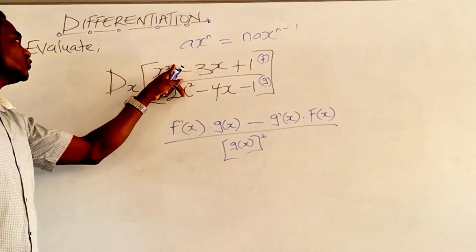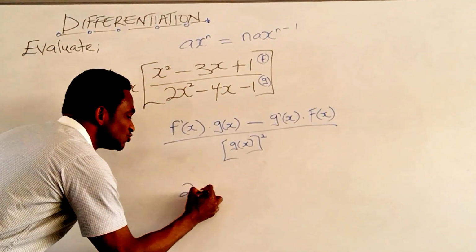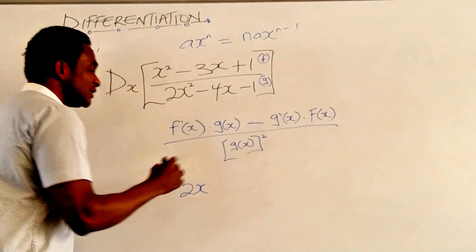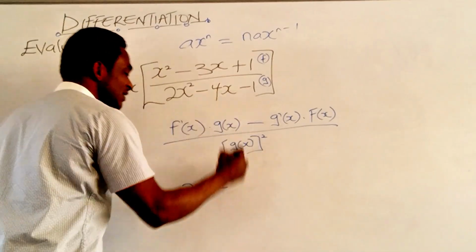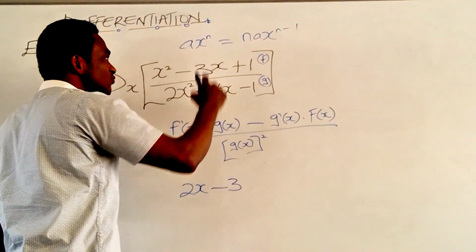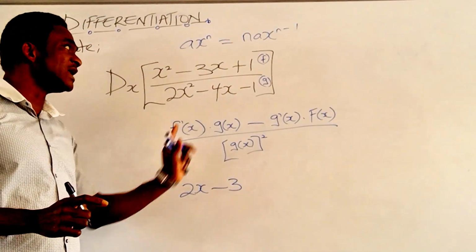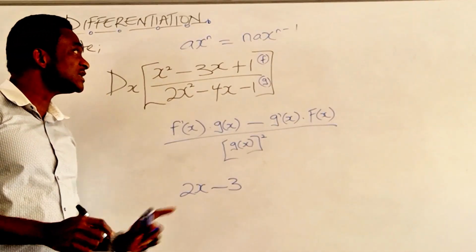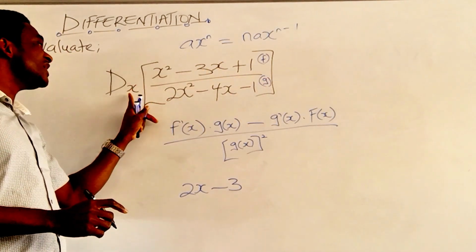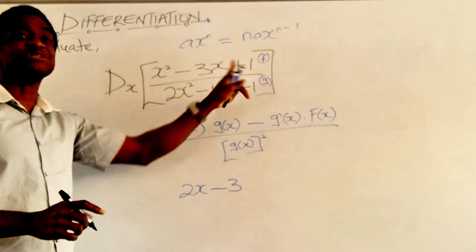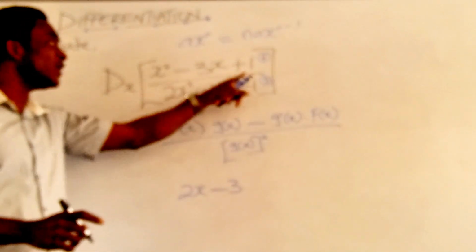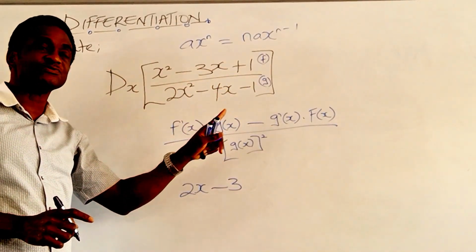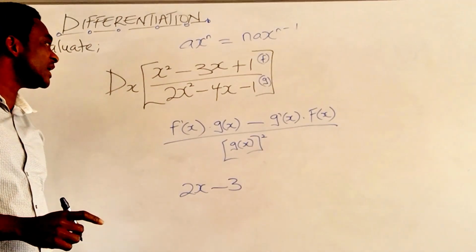So we have 2 times x is 2x. 2 minus 1 is 1. Then we have 1 times negative 3 is negative 3. 1 minus 1 is 0, and everything raised to the power of 0 is 1. The derivative of every constant is 0. Remember, a constant can be a number or it can be a variable that we are not differentiating with respect to. Like if you have k, t, m here, we are not differentiating with respect to those variables. So those become a constant.